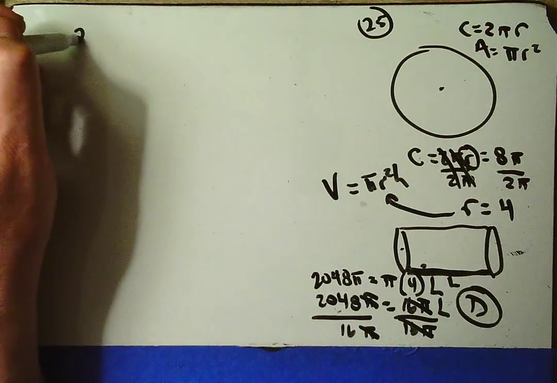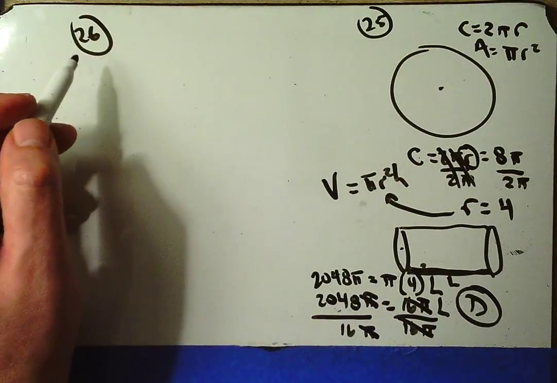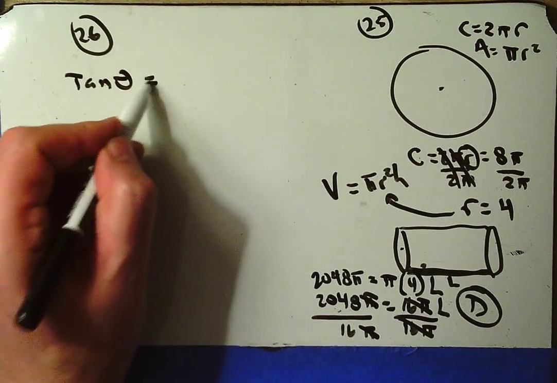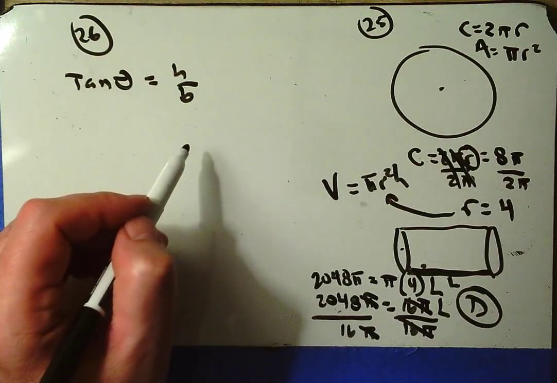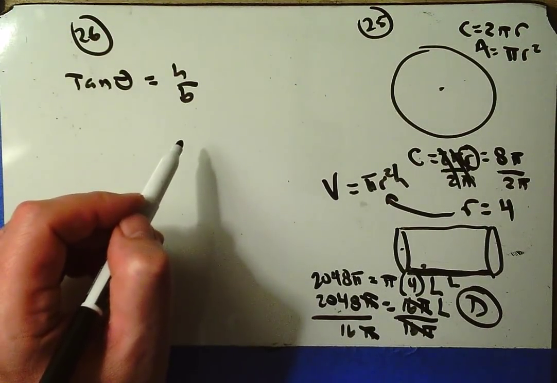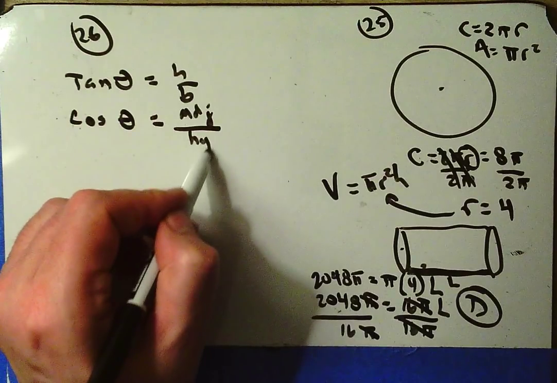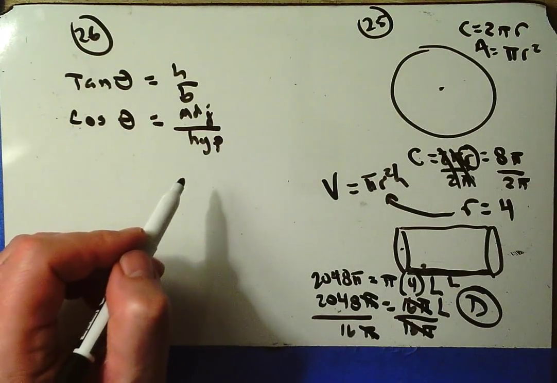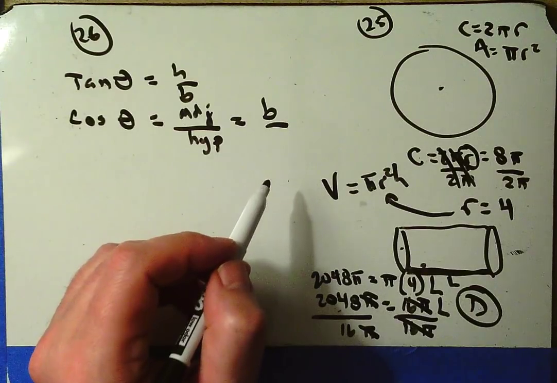Okay, how about 26? With problem number 26, they ask us to find the relationship between H and B using theta. Well, I know, for example, that the tangent of theta would be H over B, because tangent is opposite over adjacent. But I notice none of my choices involve tangent. They all involve cosine. And in order to use cosine, I need adjacent over hypotenuse. The picture has the adjacent side labeled as B, but it doesn't have the hypotenuse. So I'm going to have to find the hypotenuse.